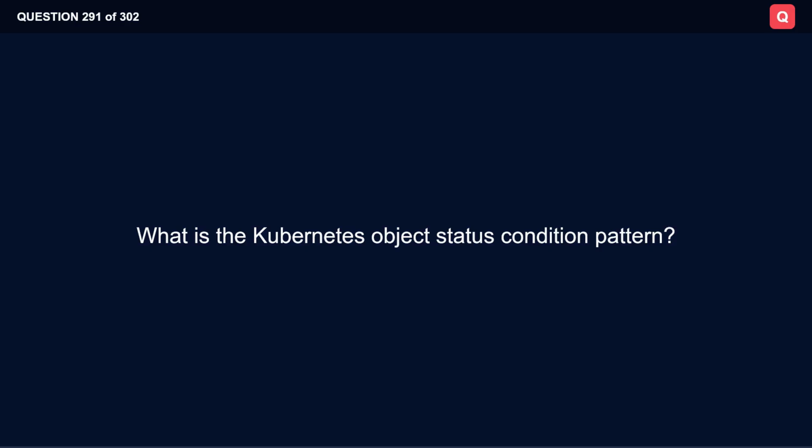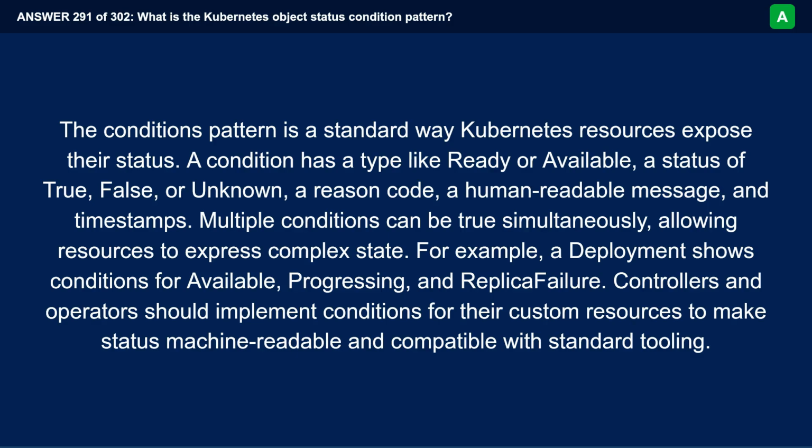What is the Kubernetes object status condition pattern? The conditions pattern is a standard way Kubernetes resources expose their status. A condition has a type like ready or available, a status of true, false, or unknown, a reason code, a human-readable message, and timestamps. Multiple conditions can be true simultaneously, allowing resources to express complex state.